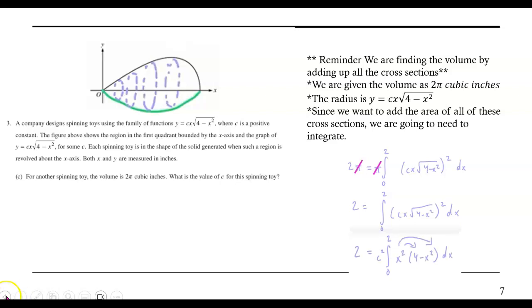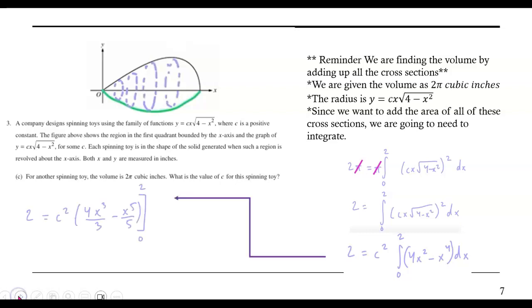I can now distribute. What I'm doing is taking that x squared that's being multiplied to the 4 minus x squared and distributing it in. And when I do that, I end up with 4x squared minus x to the 4th dx. Now it's going to be a lot easier for me to integrate in the form that I have this equation. I can find the antiderivative of 4x squared and the negative x to the 4th.